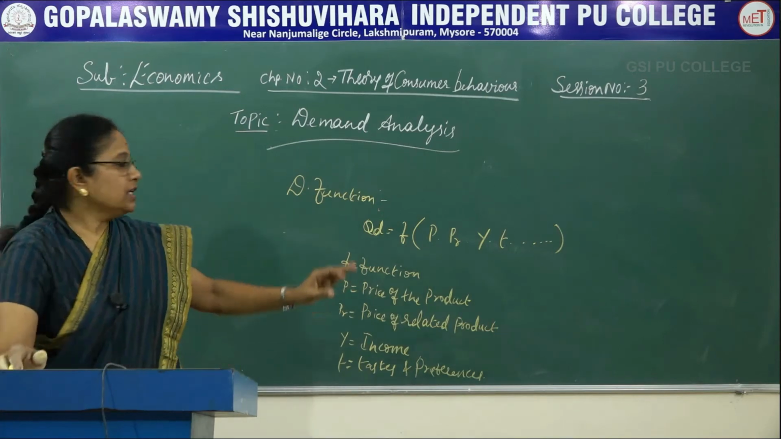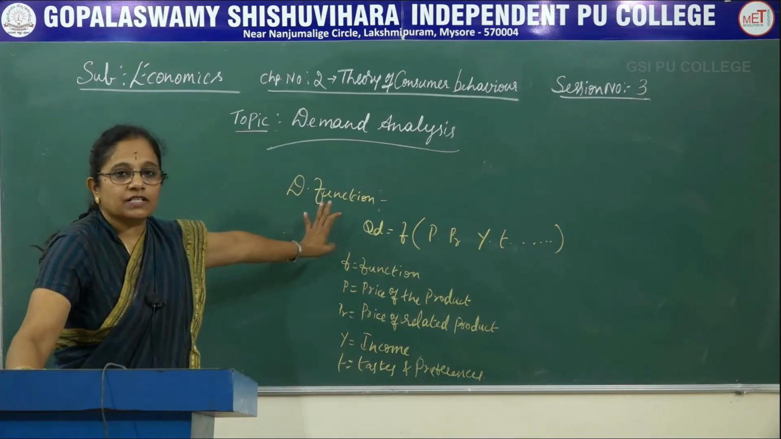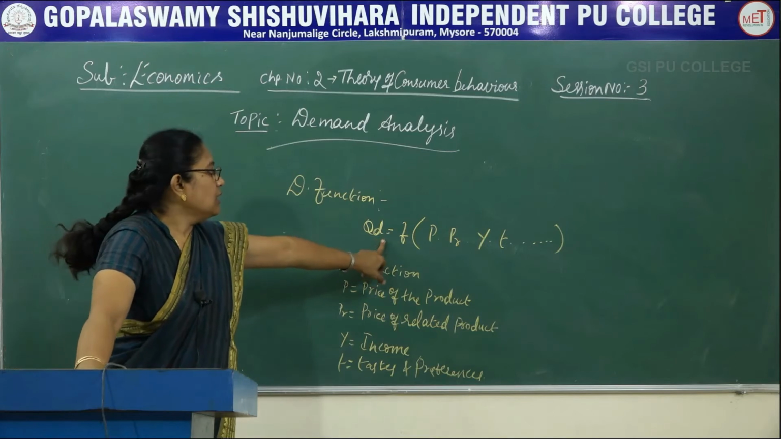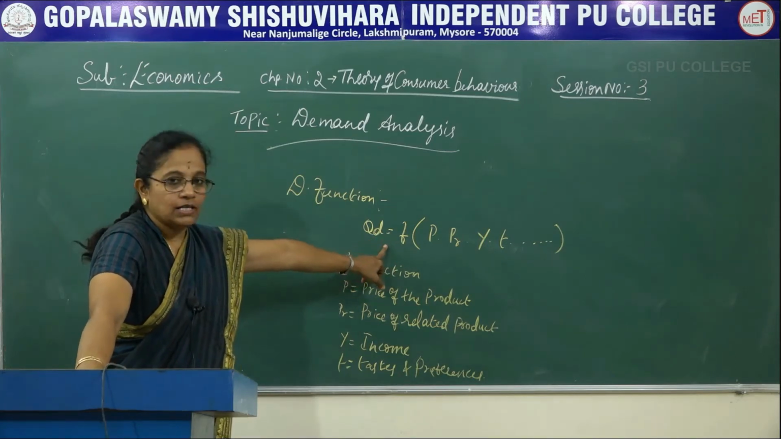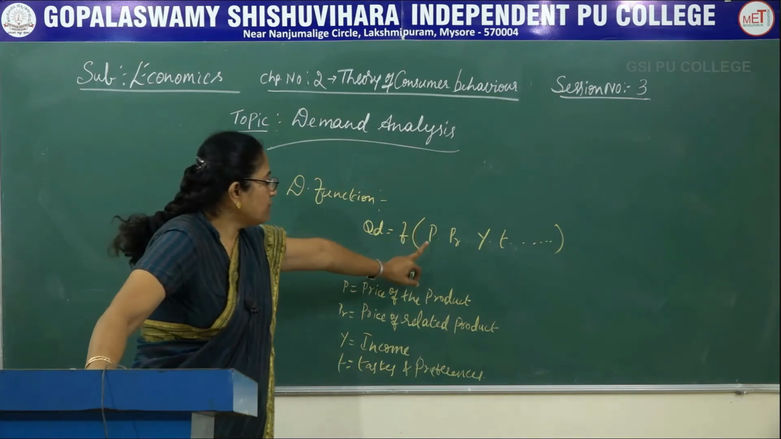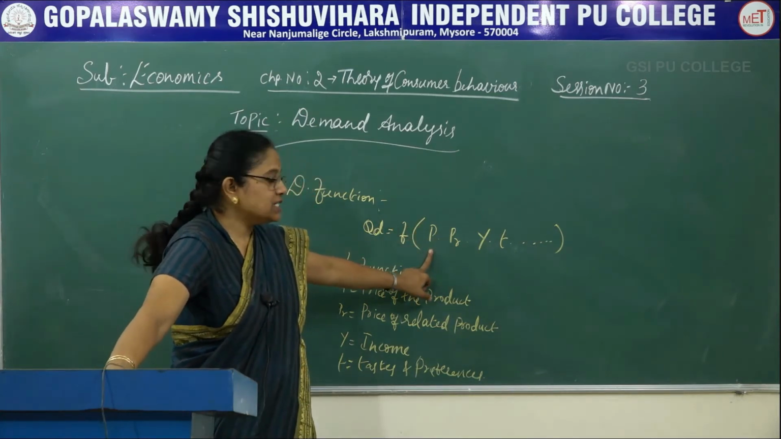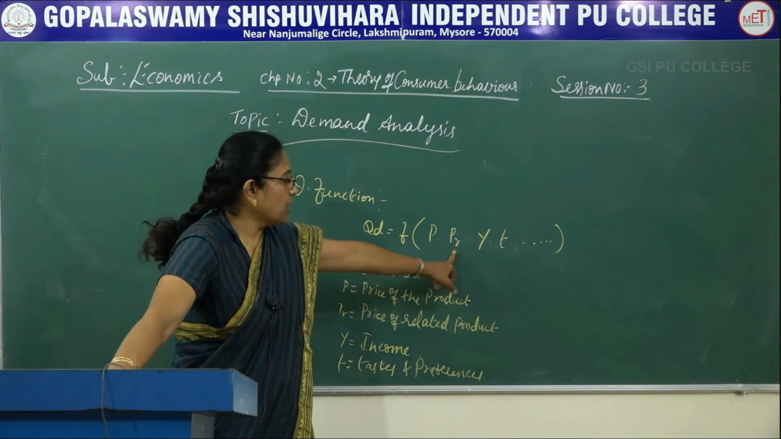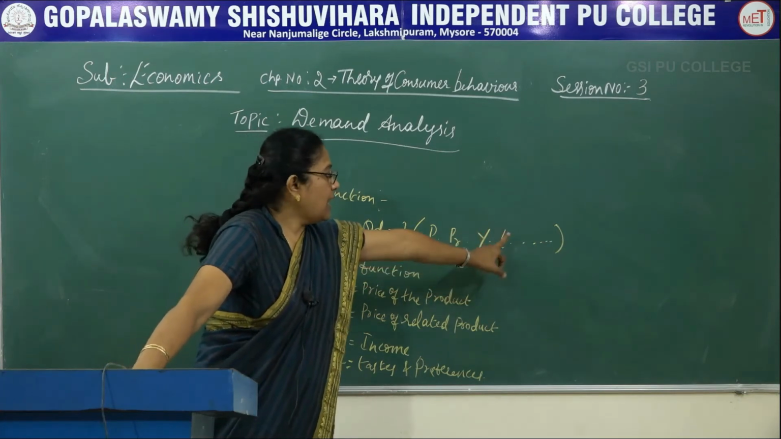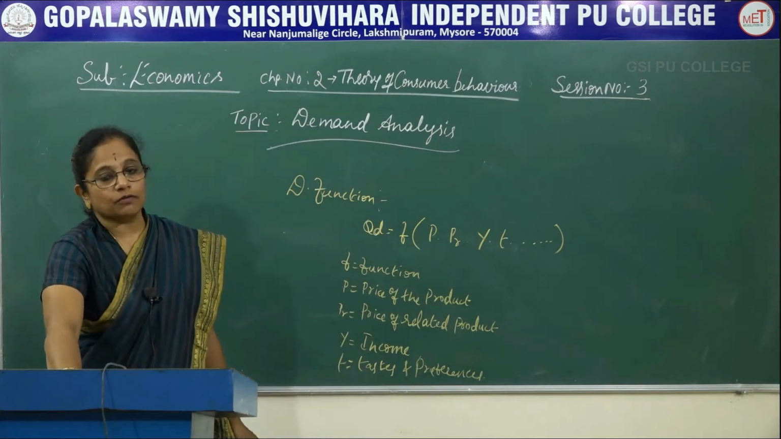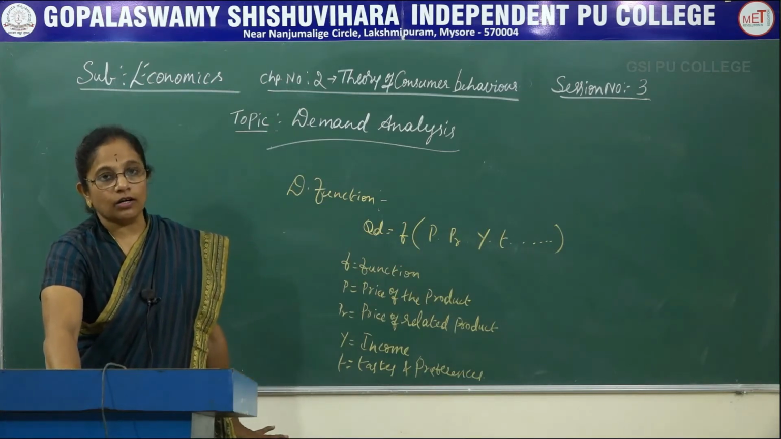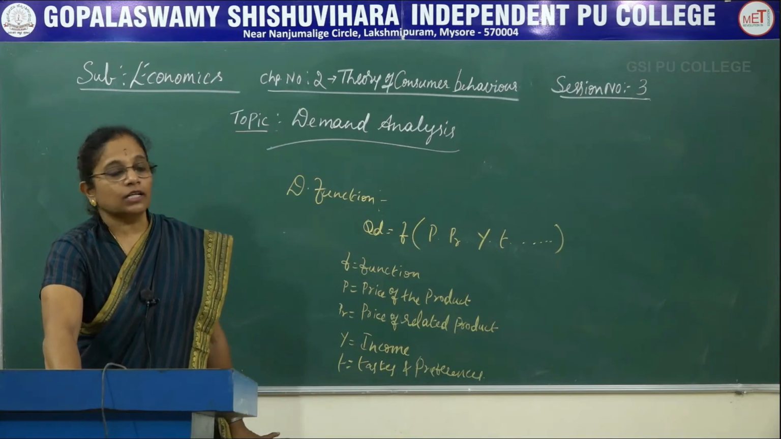Now let's see the demand function. It is represented through the equation: quantity demanded equals a function of the price, the price of related products, the income of the consumer, and the tastes and preferences of the consumer. The tastes and preferences of the consumer also matter a lot when there is a demand for the product.